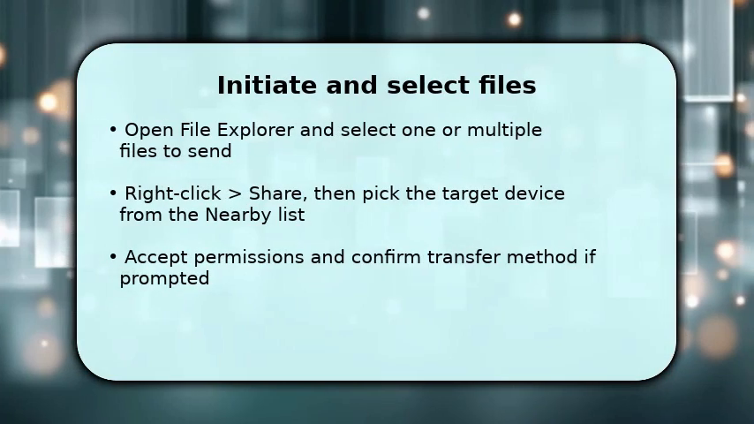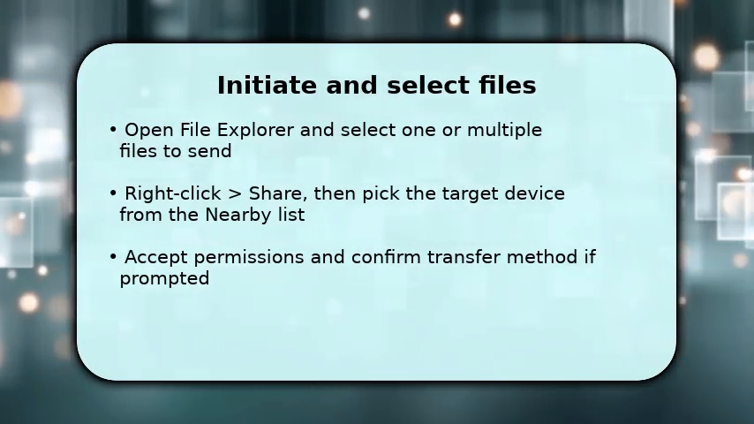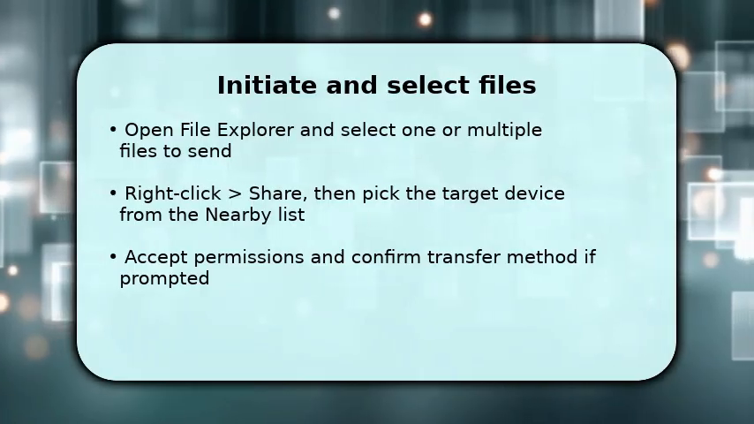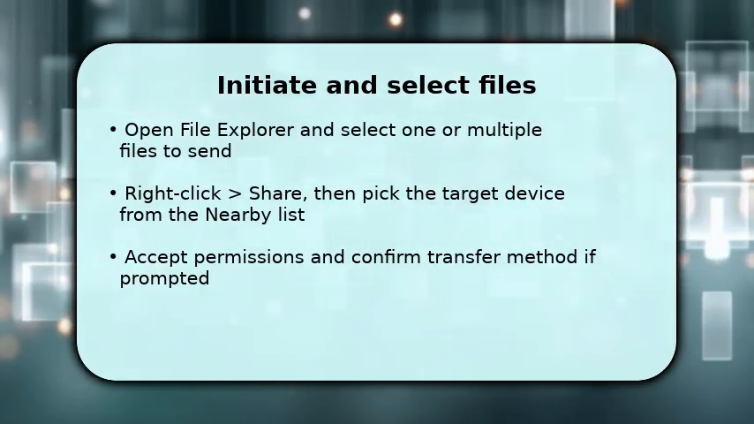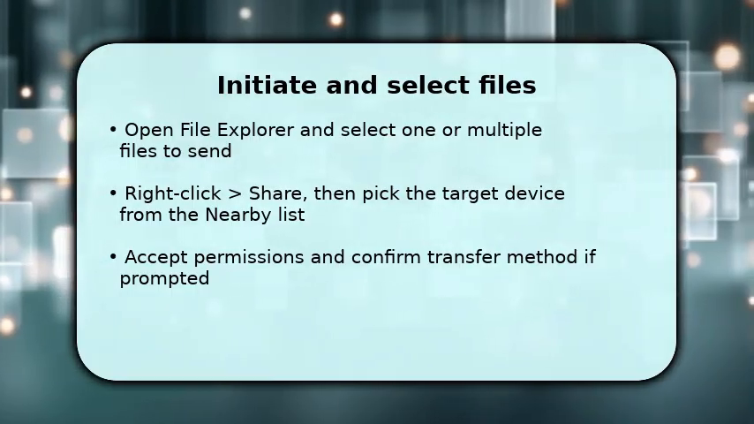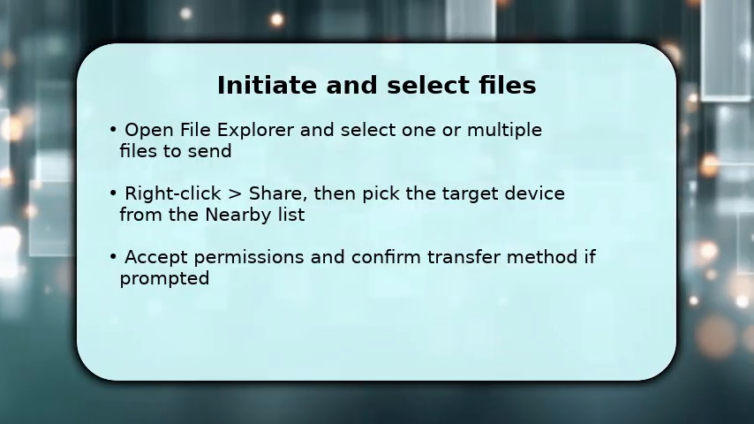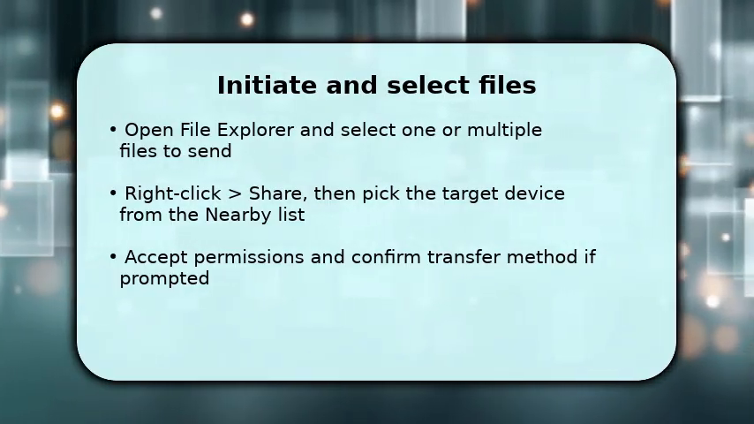Once you've made this choice, pick the content to send. Open File Explorer and select single or multiple files, or use the Share button inside apps like Photos. Right-click and choose Share. Windows will scan for nearby devices. When the recipient device appears, click its name to initiate. The other user must accept the incoming transfer.